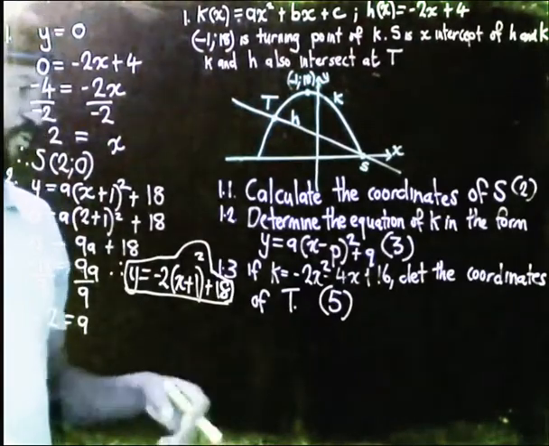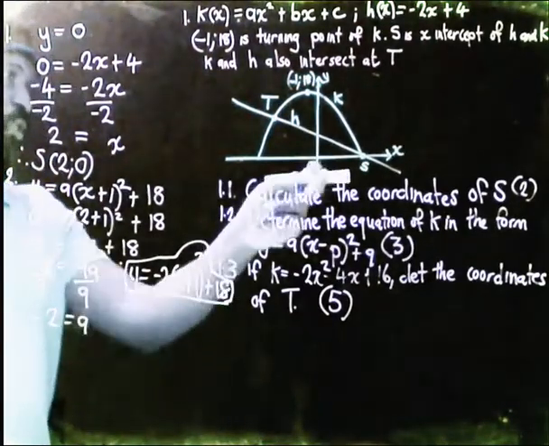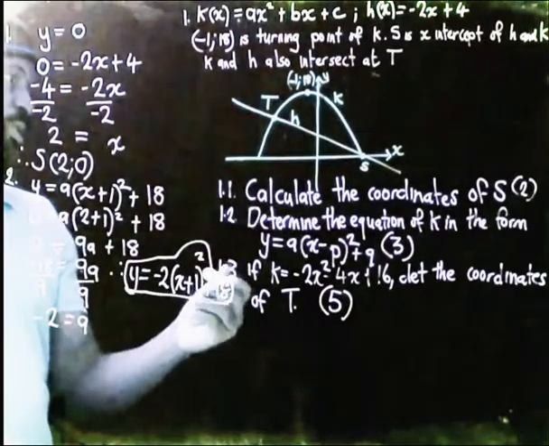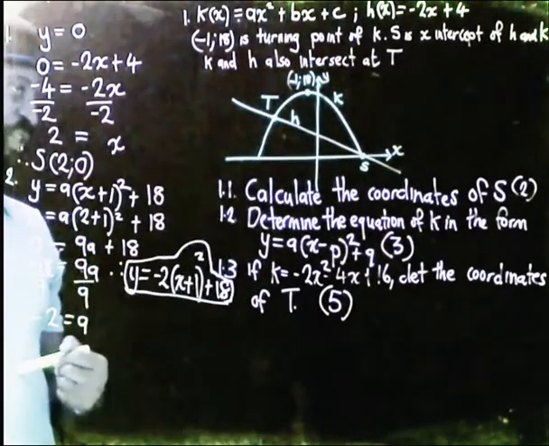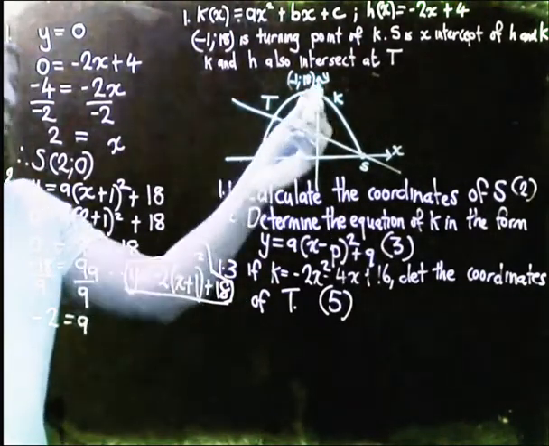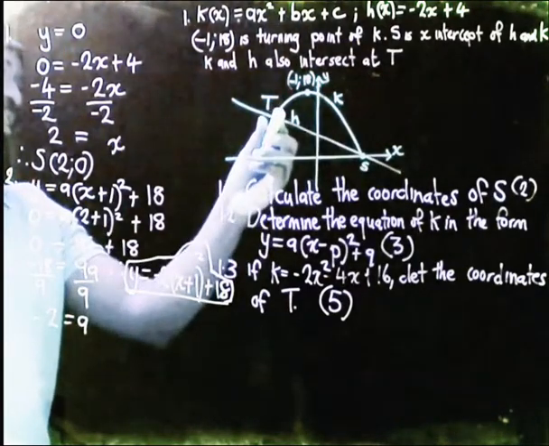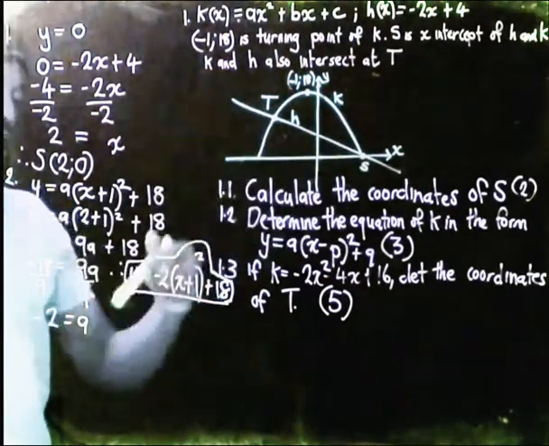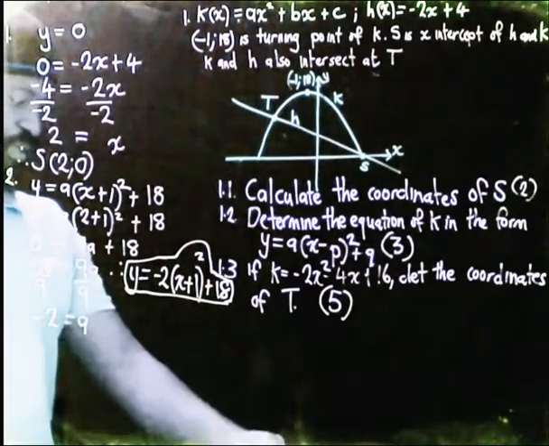Now, to calculate the coordinates of T, we will need to equate these two equations together. S and T are the points of intersection. This is where the two graphs are equal. This is when the y values are the same. This is where the x values are the same. So let's do that.